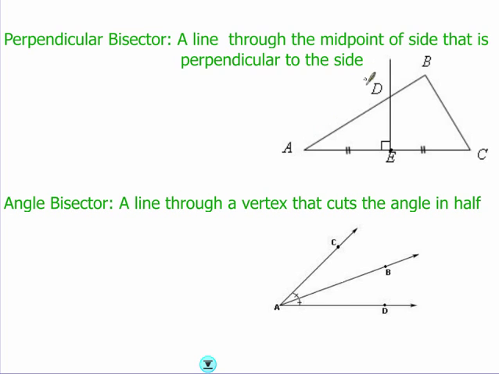And finally, an angle bisector is a line through the vertex that cuts the angle in half. So this is an angle bisector, AB, because it goes through the vertex A, and it takes my angle CAD and cuts it in half so that CAB and DAB are congruent. Now, those are just 4 new tools that we're using.